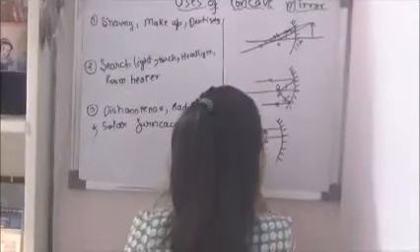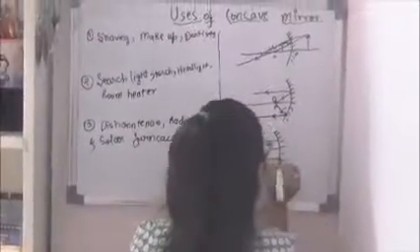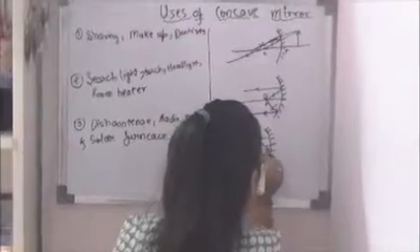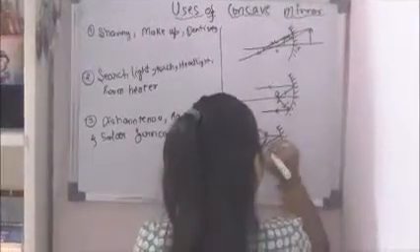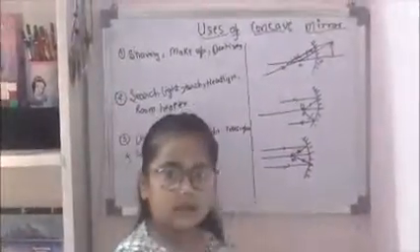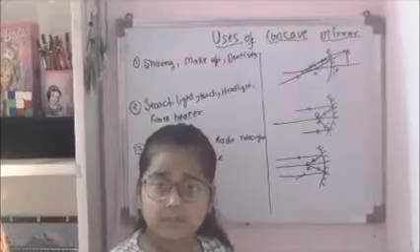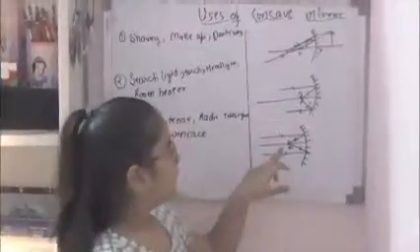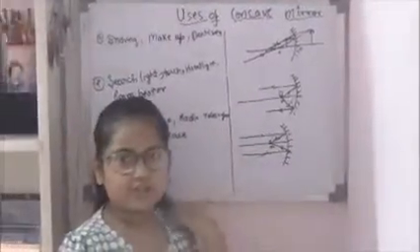See, this is the principal focus. This is 1 and this is 2. These are the parallel rays of light. They meet here at this principal focus. Now at this principal focus, I place an antenna. So this antenna collects maximum signals. And we can watch our TV channels.